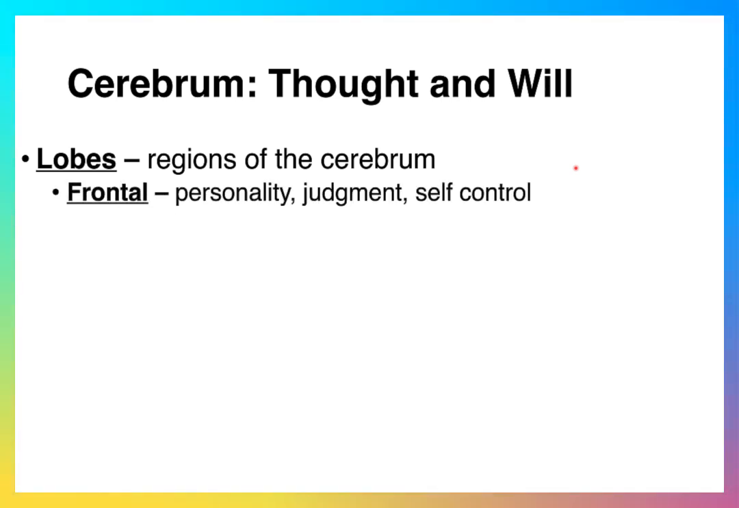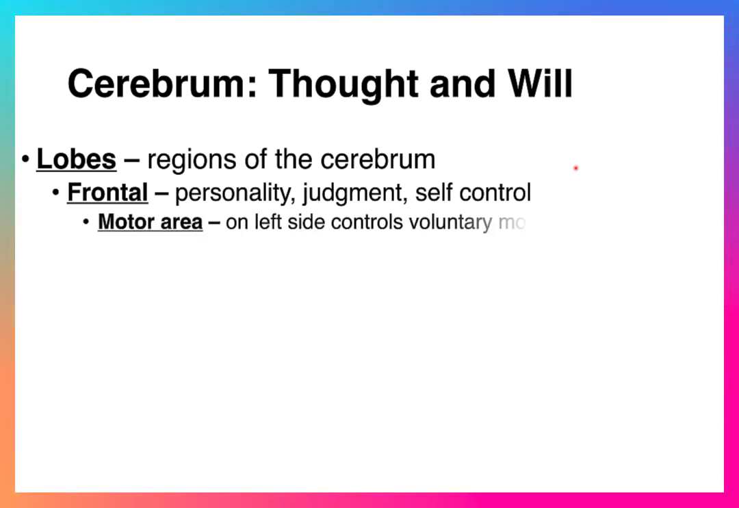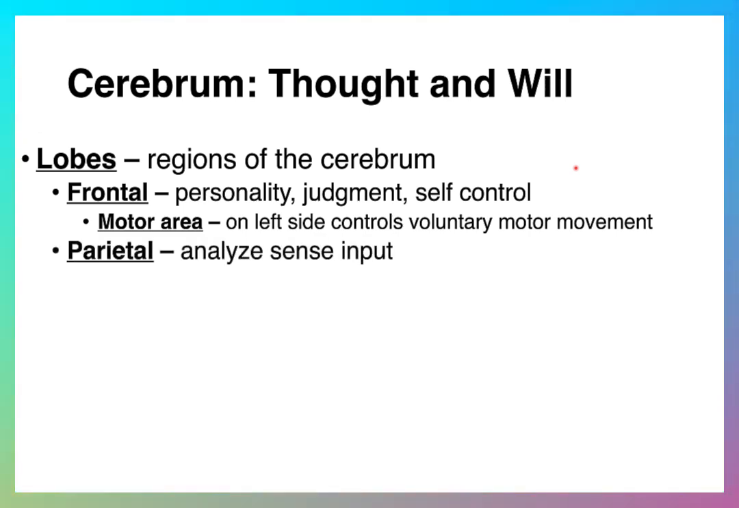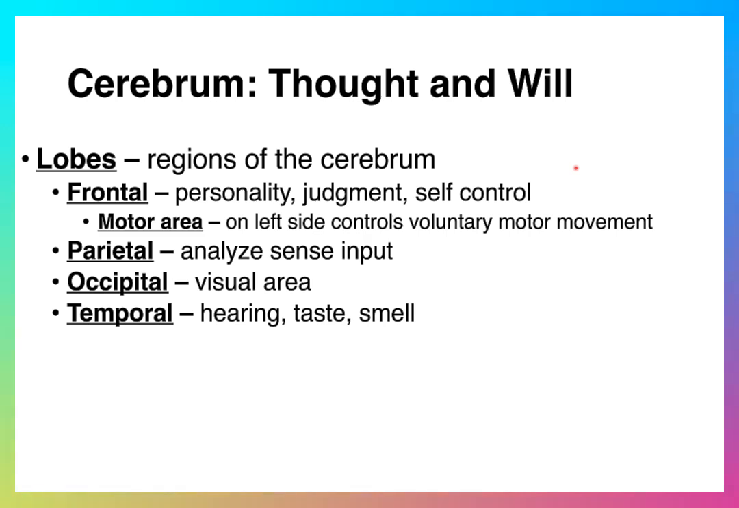The first of these is called the frontal lobe, which is in the front of the brain. It is the center of personality, judgment, and self-control. The motor area is also in the frontal lobe and controls voluntary movement. This motor area is on the left side of the brain. The parietal lobe analyzes sensory input and sends that analysis to the various parts of the brain for use. And then the occipital lobe controls the visual area. Lastly, the temporal lobe is in charge of hearing, taste, and smell.